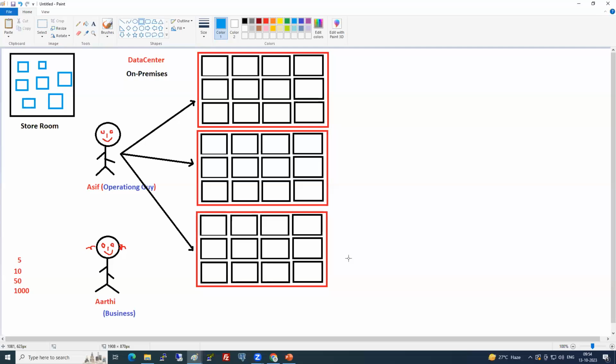And when she comes again, she says, please Asif, I need one more server. Please, please, please. And Asif, a kind-hearted guy, says okay, no problem, I'll manage, give me a couple of minutes. So again he set up the server.